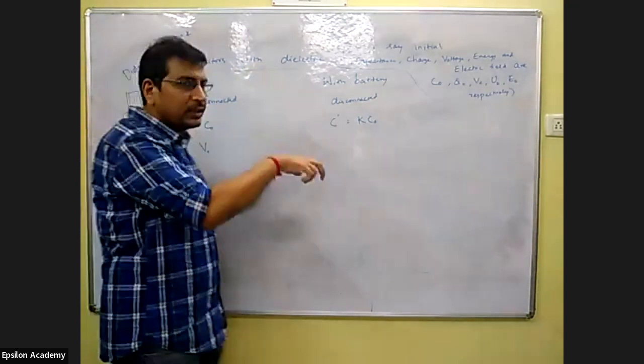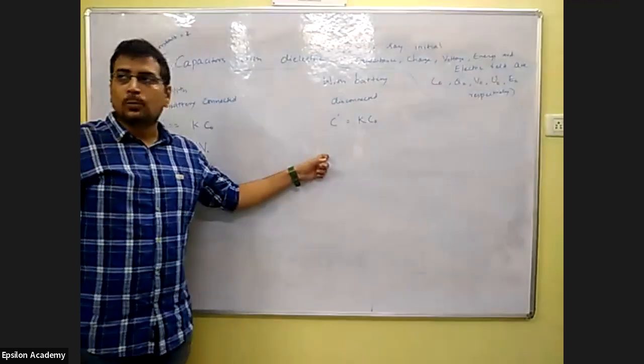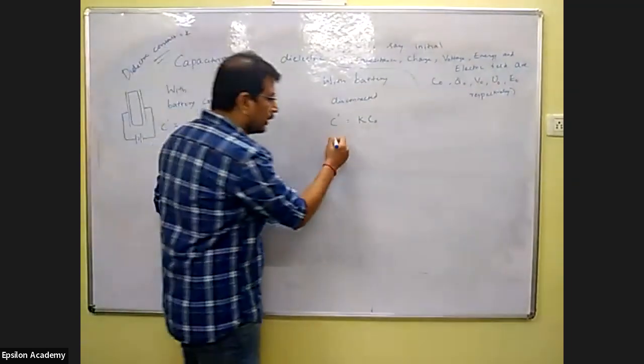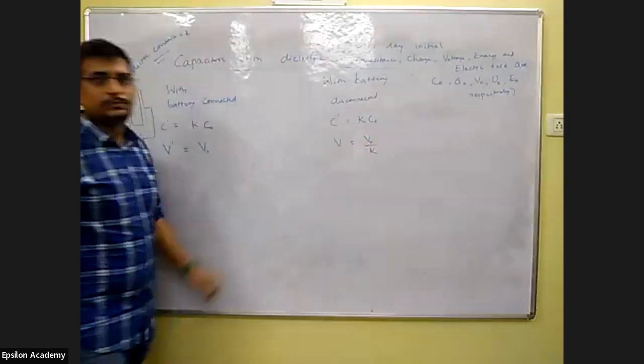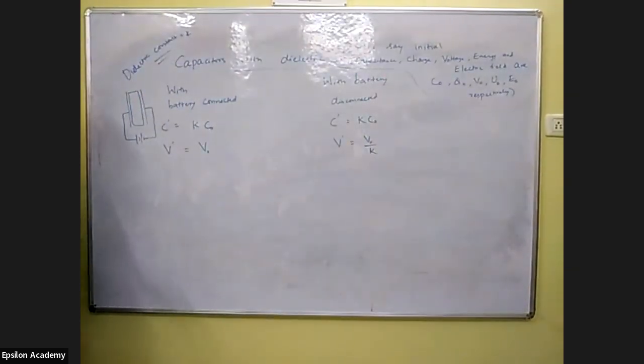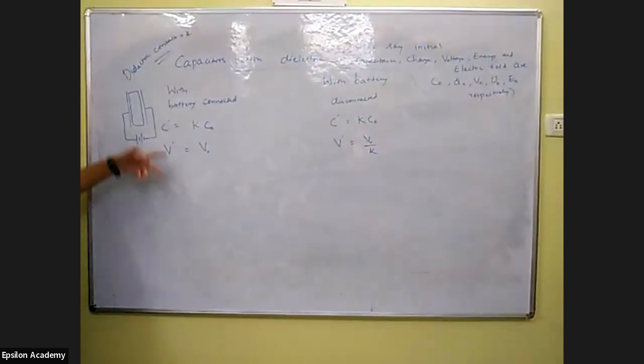Whereas if you insert a dielectric and remove the battery, the potential difference will no more be V naught. Rather, it will drop by a factor of the dielectric constant. So it will become V naught by K. Is this clear? So these two pieces of data are enough for us to calculate the other parameters.